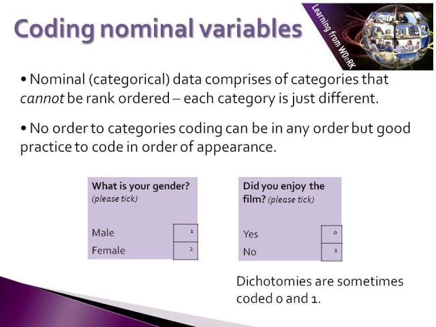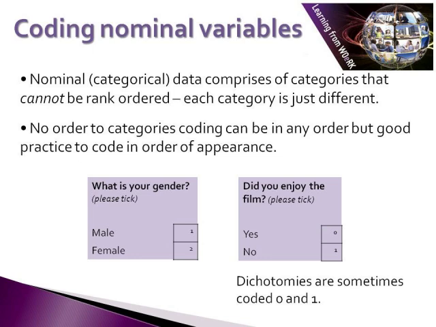Nominal or categorical data is data that comprises categories that cannot be ranked in order. Each category is just different. Categories available can't be placed in any order, so no judgment can be made about their relative size or distance from one category to another.